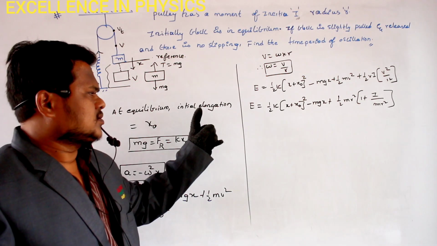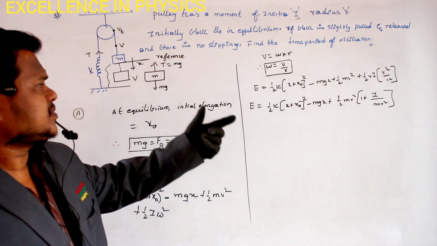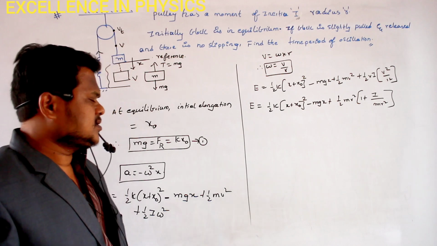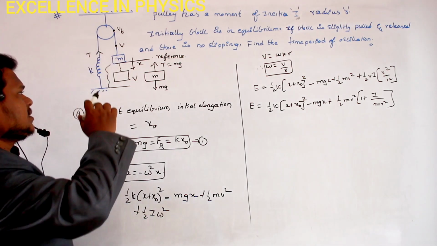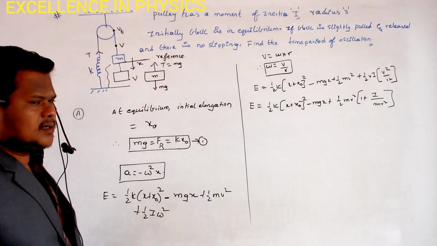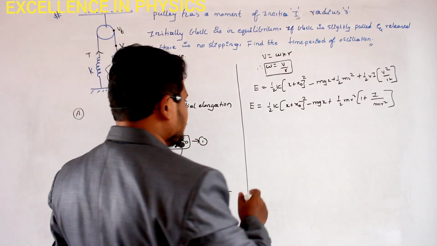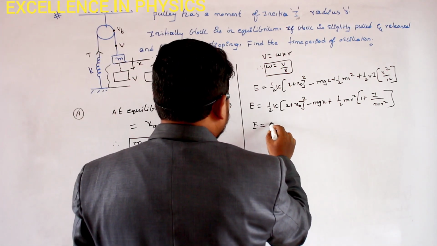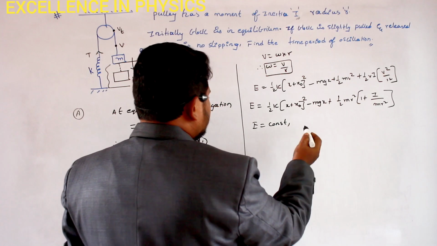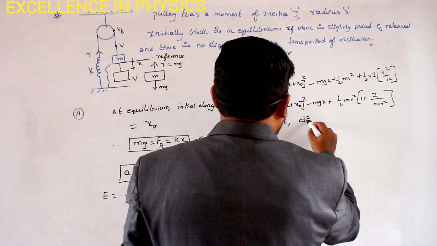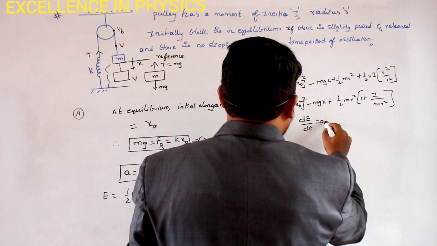So the total energy of this system is always a constant. Why is total energy always a constant? Because here we are not applying any external forces. Are you able to understand? So I can write that total energy always remains a constant. It also means that dE divided by dt is equal to 0.